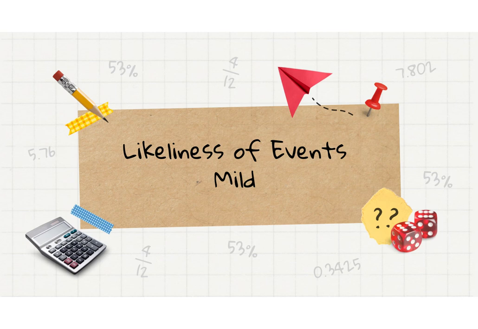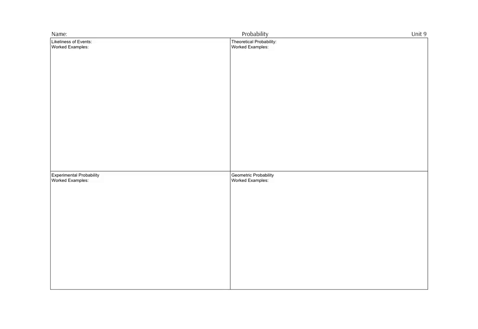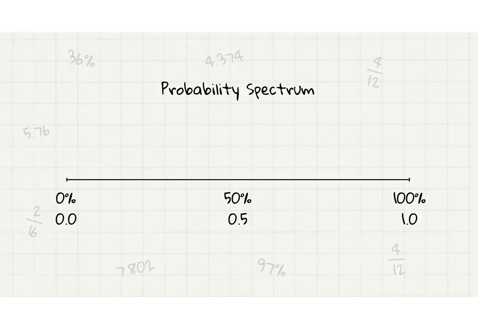Here's our first topic for Unit 9. It's the likeliness of events. This is your mini video. We will be in this upper left-hand corner of your note sheet. We'll have some terminology on the next slide you'll want to make sure you copy down, and then we'll have some worked examples. Now, probability is a spectrum that goes from 0 to 1.